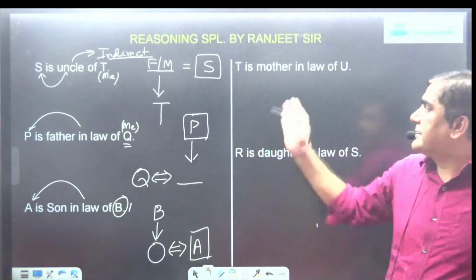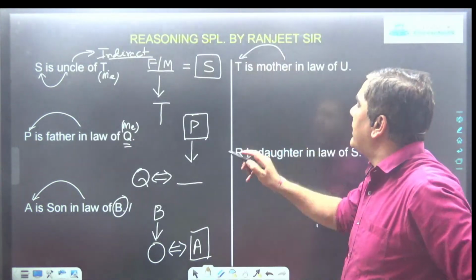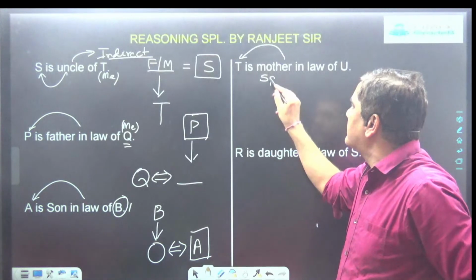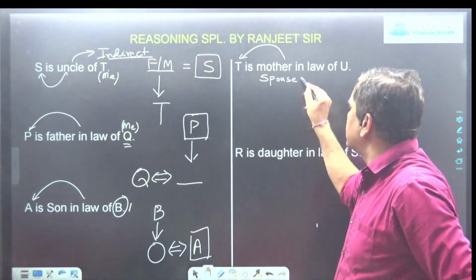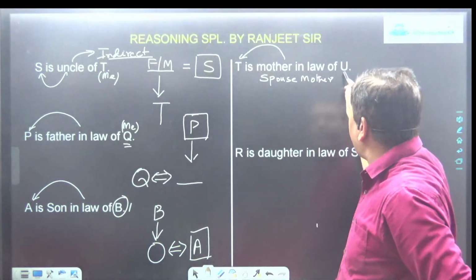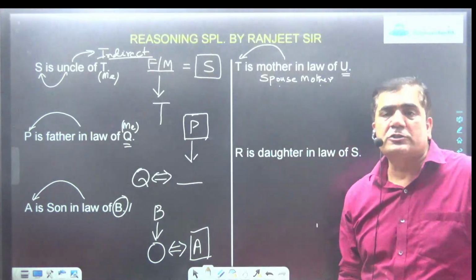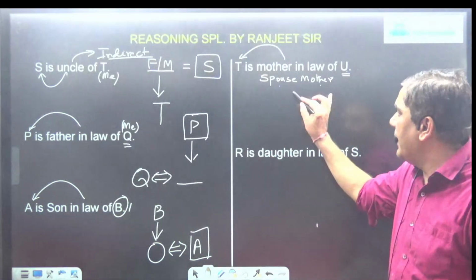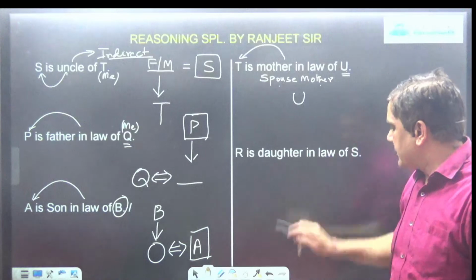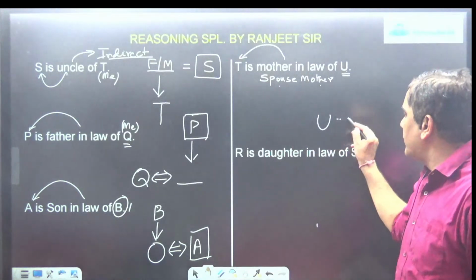Next one. T is the mother-in-law of you. So who is the mother-in-law? T. Mother-in-law is nothing but spouse's mother. So what I will say? If I am you, then my spouse's mother will be T. So if I am you, I have to plot my spouse.